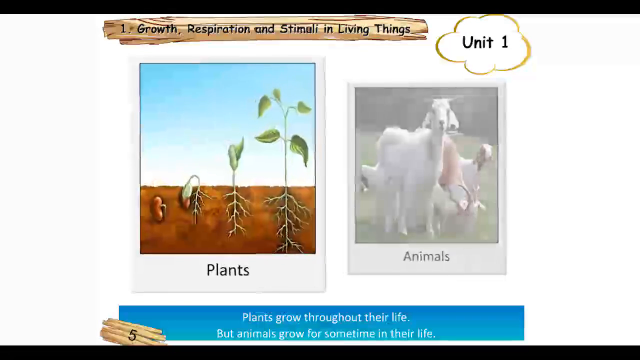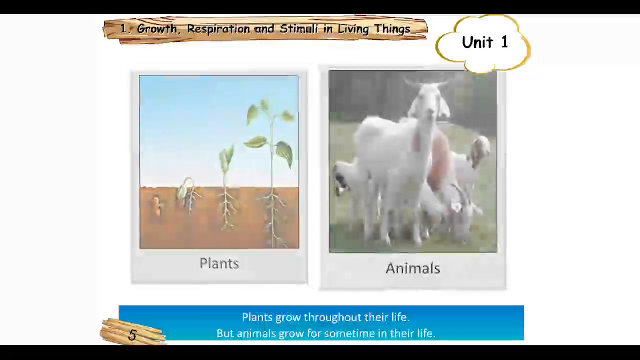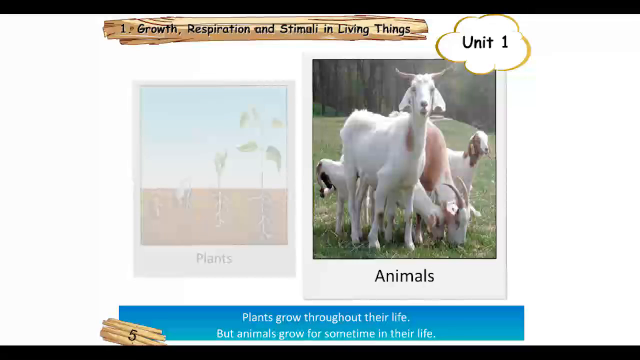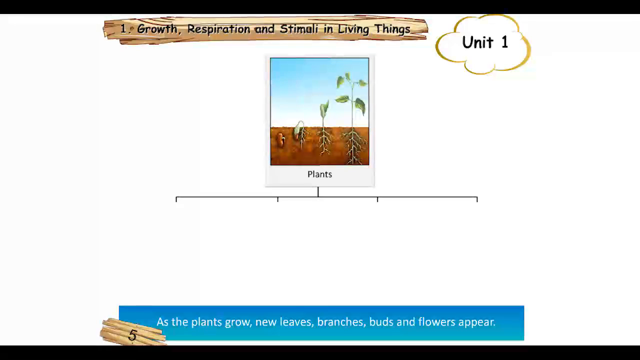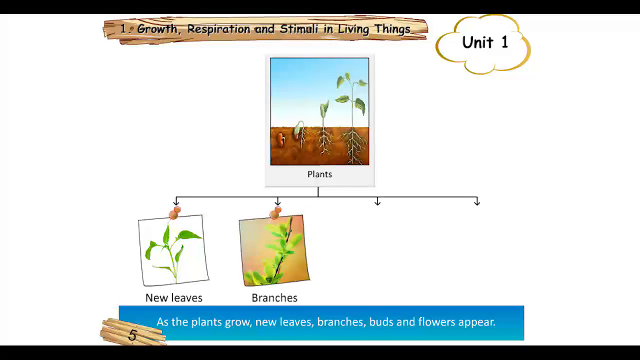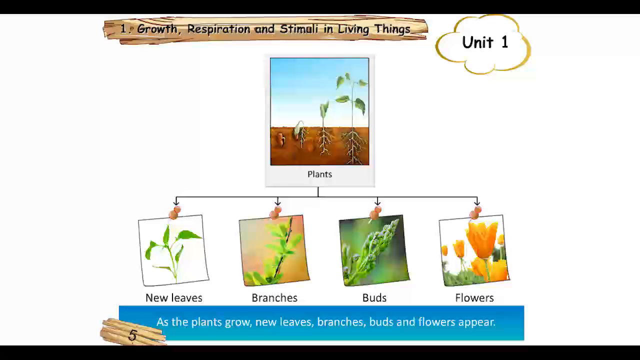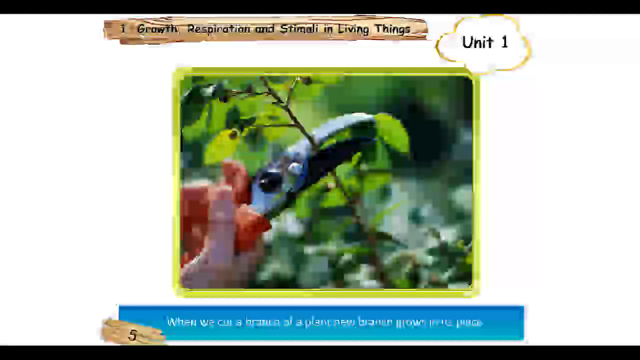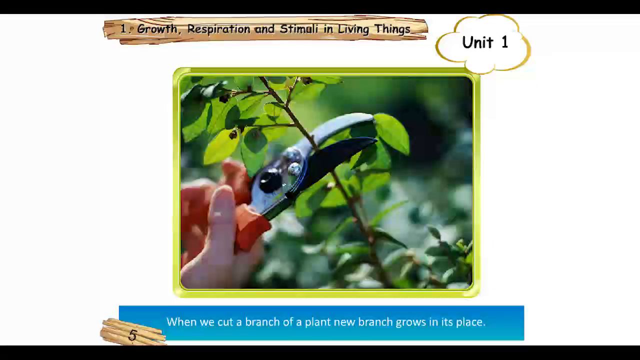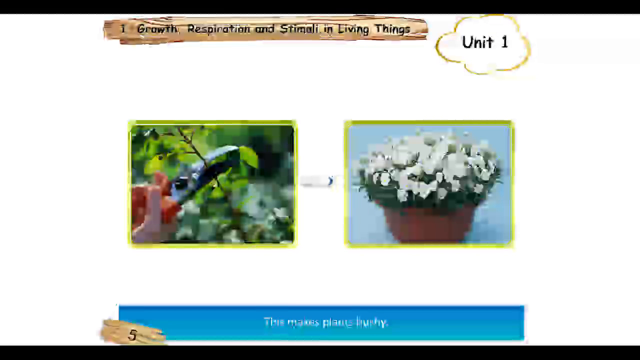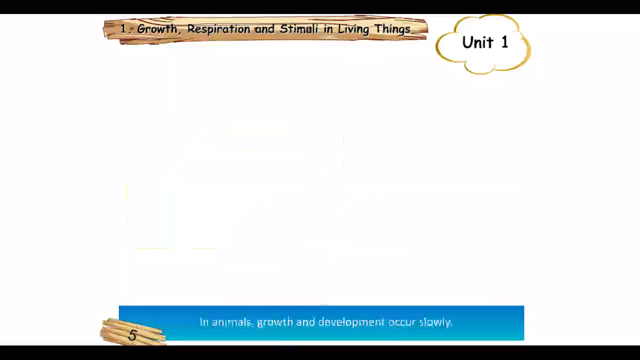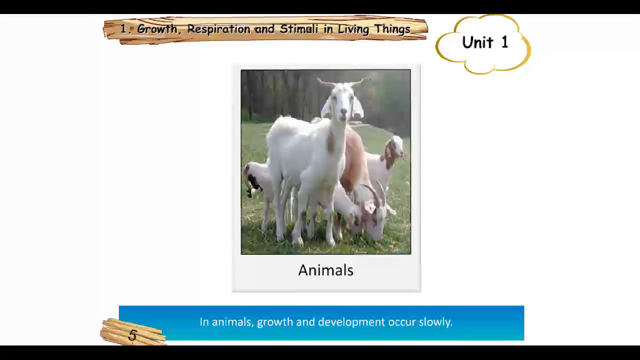Plants grow throughout their life, but animals grow for some time in their life. As the plants grow, new leaves, branches, buds and flowers appear. When we cut a branch of a plant, a new branch grows in its place. This makes plants bushy. In animals, growth and development occur slowly.